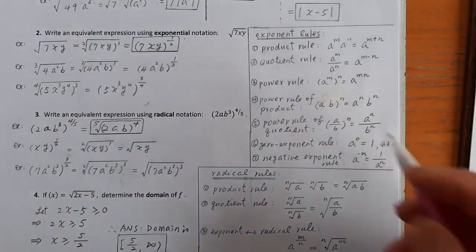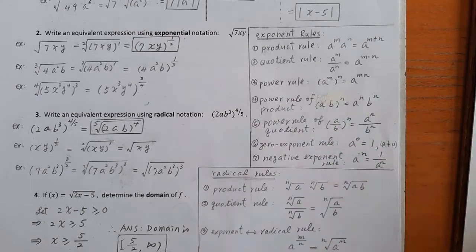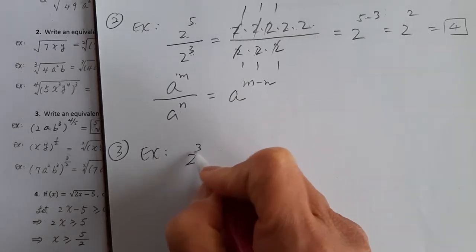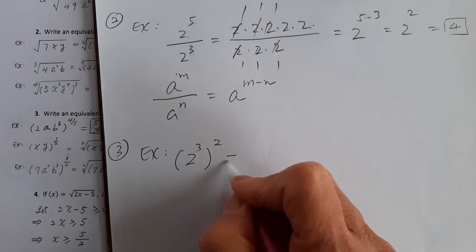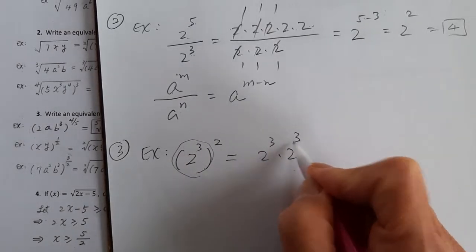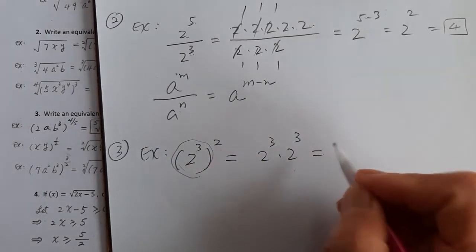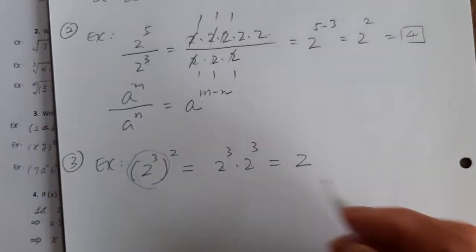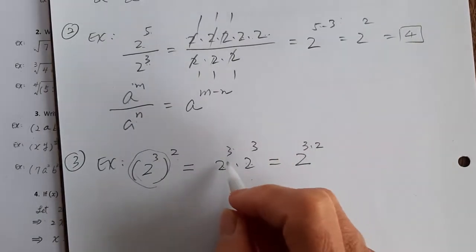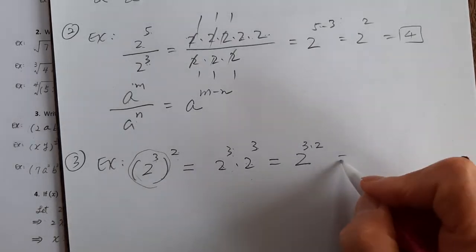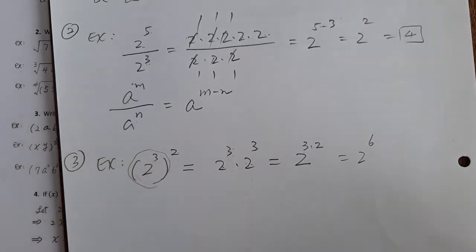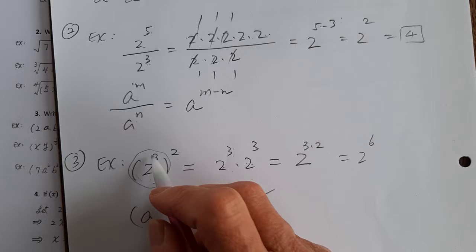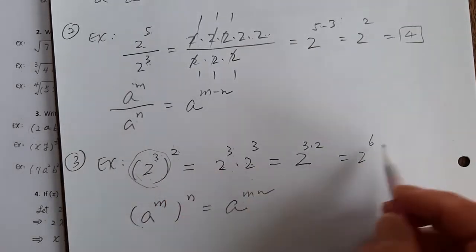And the power rule: a to the power m, to the power n, equals a to the power m times n; you multiply the exponents. Number 3, power rule example: 2 to the power 3, squared. What does this mean? This square means 2 to the power 3 times 2 to the power 3. It's the same base, and using the product rule, you add the exponents, 3 plus 3, which is 3 times 2. So you get 2 to the power 6. As a power rule, it's just 3 times 2. So a to the power m to the power n equals a to the power m times n, like a is 2, m is 3, n is 2, so it's 2 to the power 3 times 2.